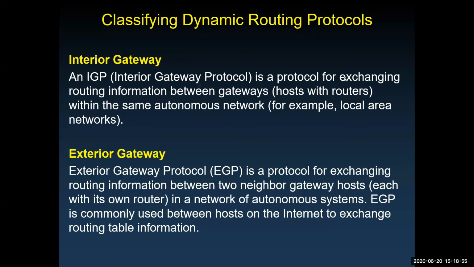What do you exchange? The routing info. Inside the info, may mga tables which record the routes. So, for exchanging routing info between gateways, hosts with routers, within the same autonomous network. When you say same autonomous network, what do you mean by that? Anybody? Adrian?